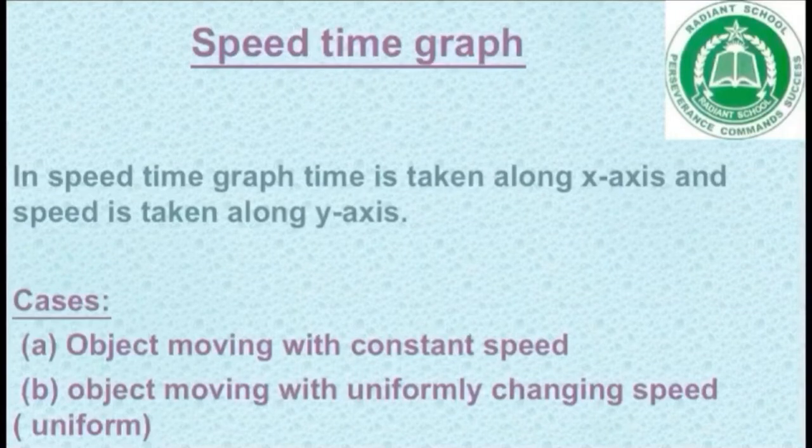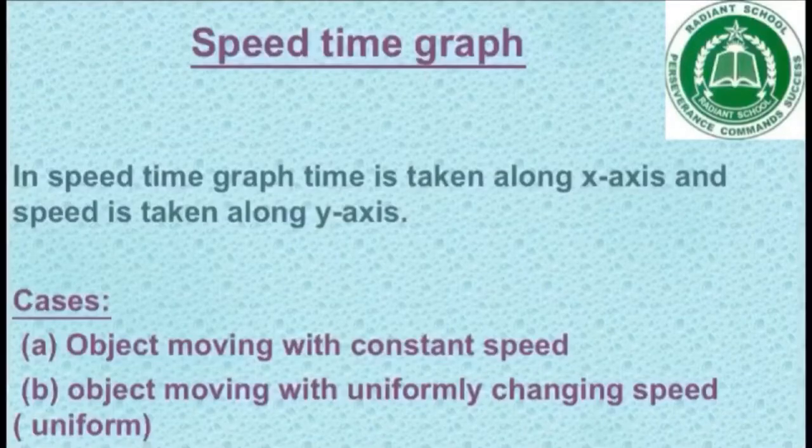In the other example, if an object is moving with a speed of 5 meter per second in the first 5 seconds, but in the next 5 seconds its speed does not change by 5 meter per second, it becomes 8 meter per second. So this change is a random change, it is not a uniform change. So in the speed-time graph there are two cases. First, when the object is moving with constant speed, and second, when the object is moving with uniformly changing speed. Let's see their graphs.